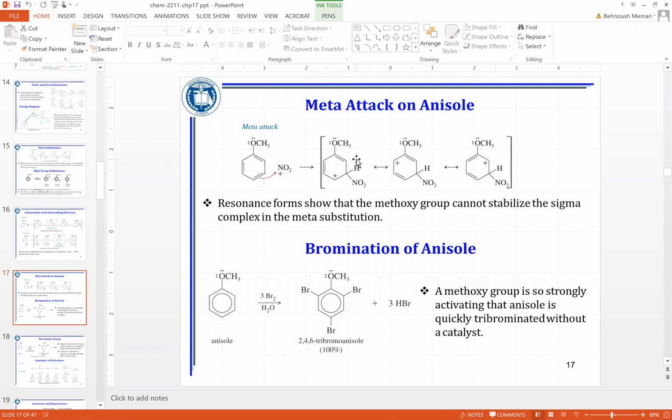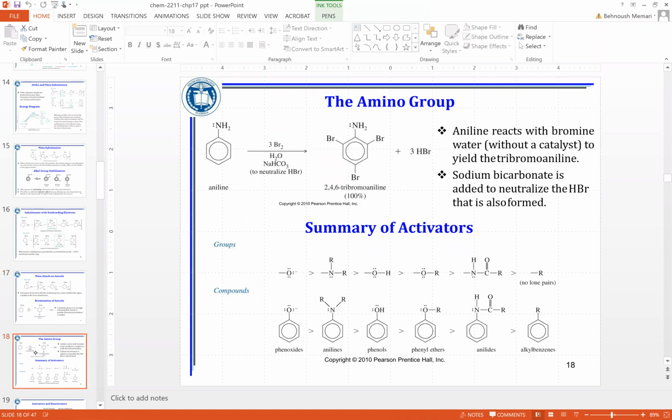If you do bromination for anisole, anisole is a benzene ring with this methoxide group attached to it. Because it's a highly activating group, it's very reactive, and you don't need to have ferric bromide as a catalyst. You can just add bromine, and this can go to a tri-bromo product. Both ortho and para positions can be brominated. Because the methoxy group is so strongly activating, it can go to the tri-brominated product without a catalyst. So it's just showing that it's being activated.